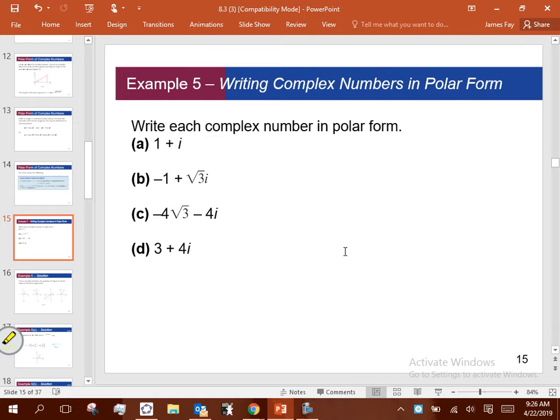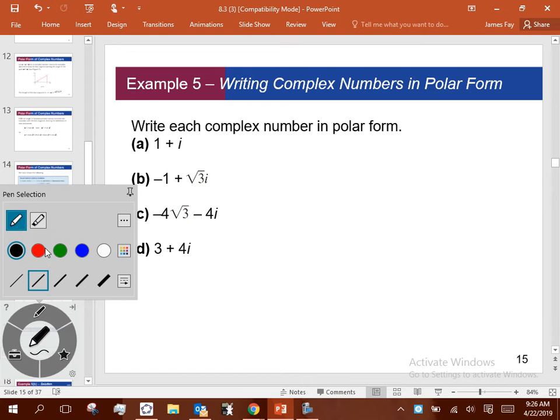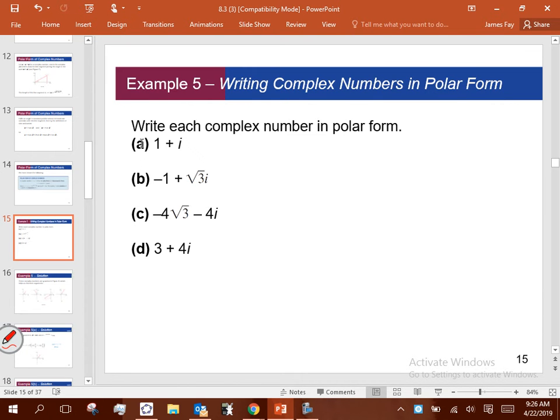When we're changing things to polar form, you don't always need a picture, especially if you're really cognizant of what quadrant you're in. You don't necessarily need a picture, but a picture is not a bad idea, especially the first couple times we do these. So I'm going to graph 1 plus i.